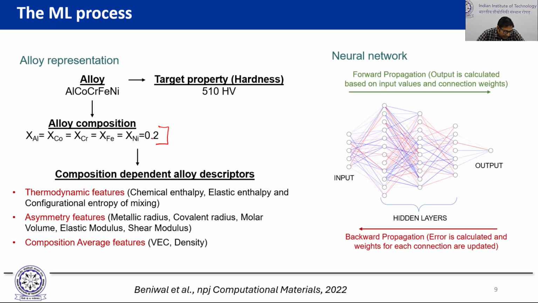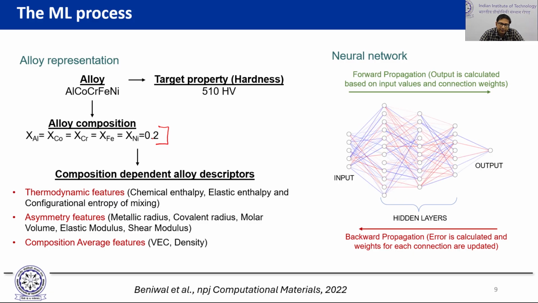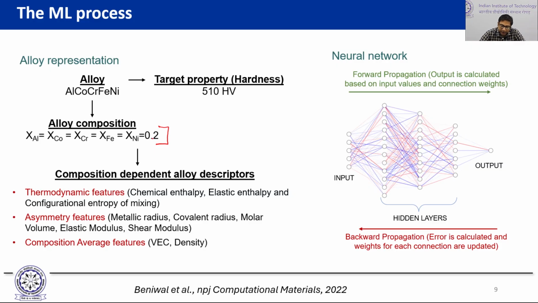Once you have the compositions ready, then you need to add in the descriptors, or basically what we call the features. Here we have used three classes of features: thermodynamic features, which would be things like chemical enthalpy, elastic enthalpy from a shell-based model, configuration entropy, and so on. Then we have added the asymmetry features, which would be things like asymmetry in metallic radius, asymmetry in covalent radius, asymmetry of molar volume, and so on and so forth. And then we have added a number of composition average features such as the valence electron concentration and the density. Once your problem is featurized, you will have to input all of those features into a neural network.